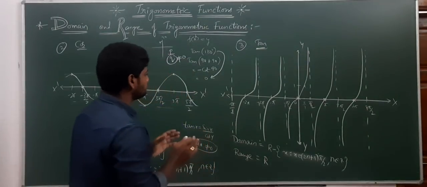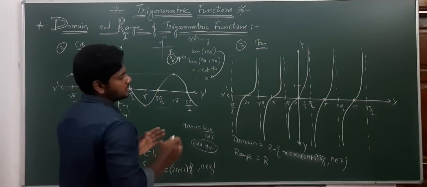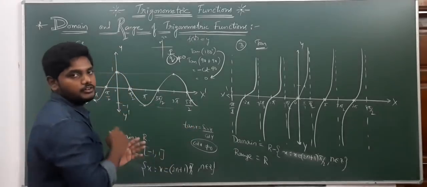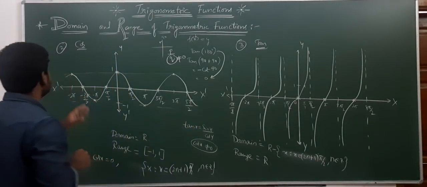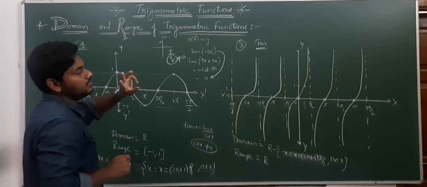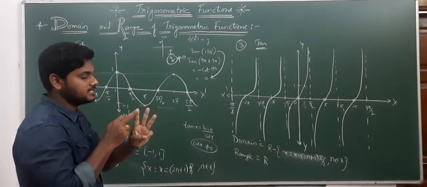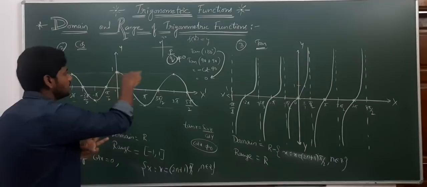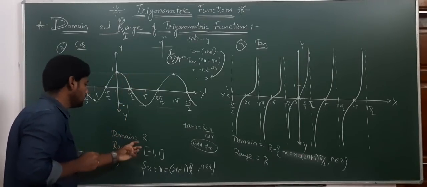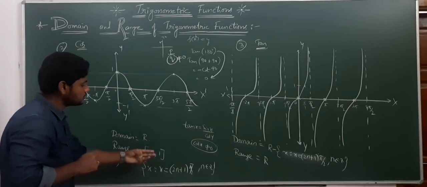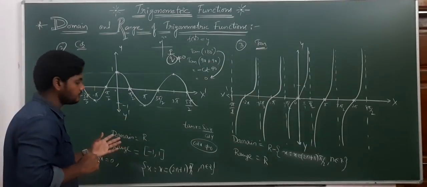Right? So understand carefully. If you did not understand, go back in the video and watch again. So you need to identify three graphs carefully. First is sine, cos, tan. Sine is a continuous function. Sine domain is R. Range is also minus 1 to 1, like cos.